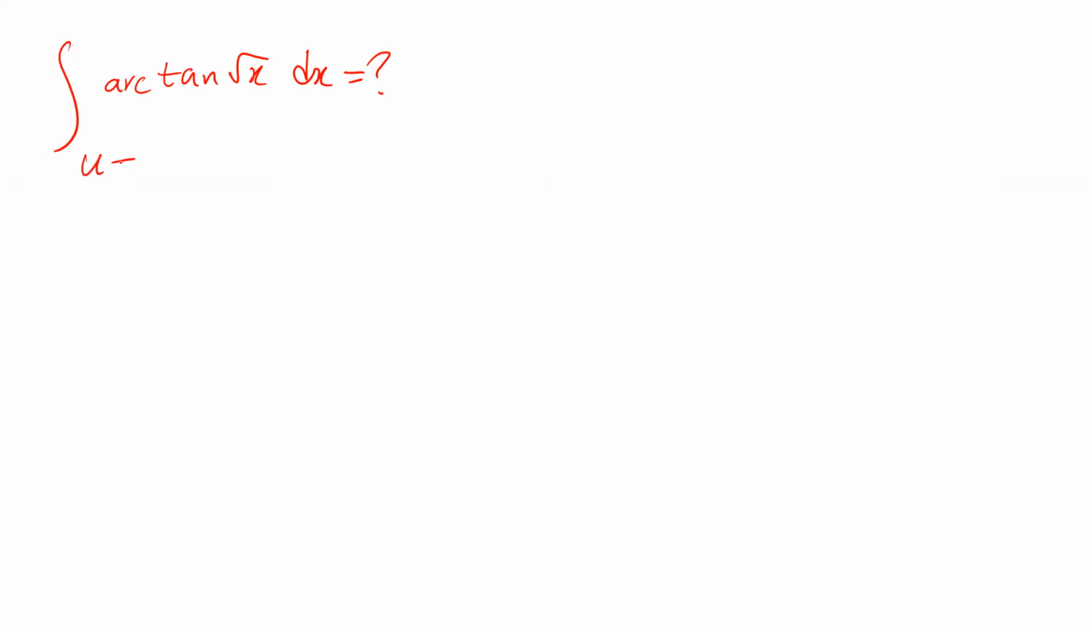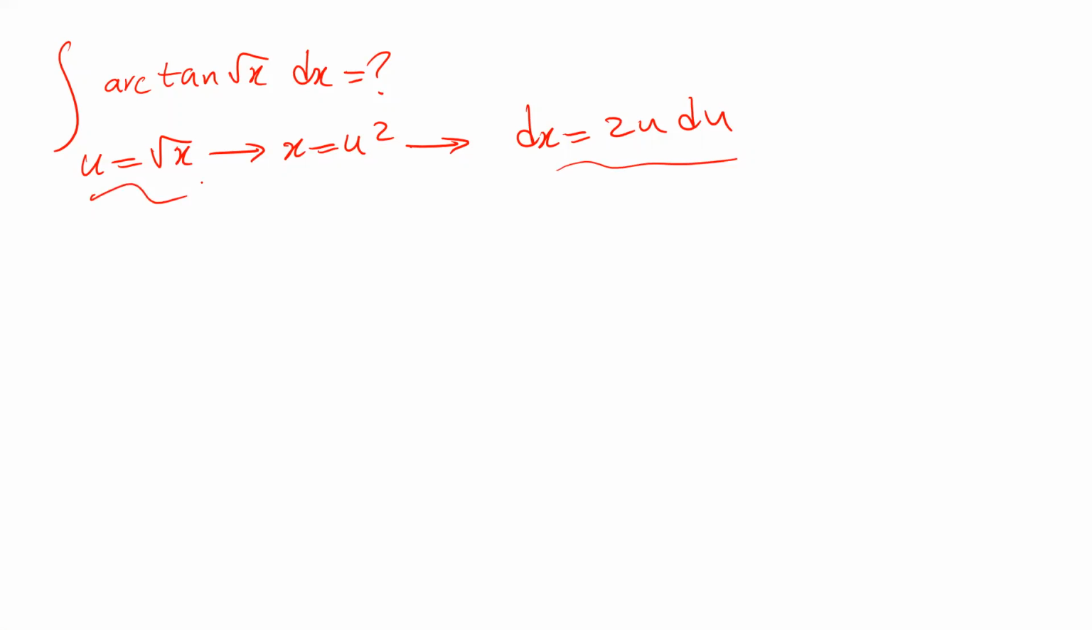If you define u as square root of x, therefore x will be equal to u², and if you take the derivative of each side of this equation, dx will be equal to 2u du. Now, if you substitute these two expressions into this integral, you can rewrite it as the integral of, instead of arctangent square root of x, I write arctangent u, instead of square root of x I write u, and instead of dx, I write 2u du.